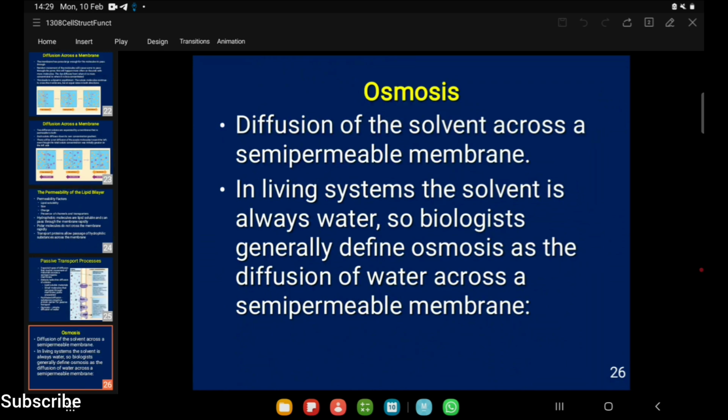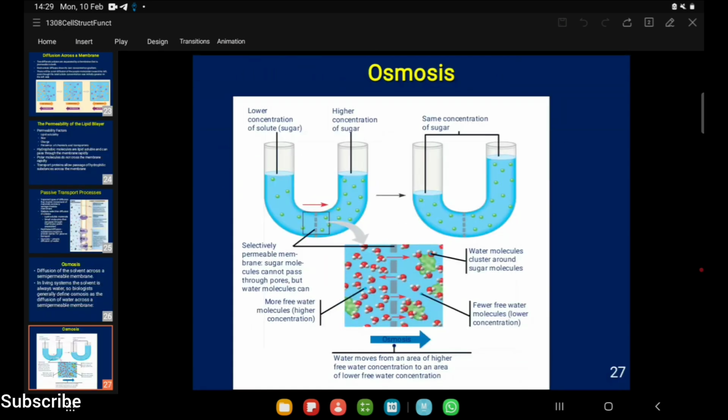Now, what is osmosis? Diffusion of the solvent across a semi-permeable membrane. In living systems the solvent is always water, so biologists generally define osmosis as the diffusion of water across a semi-permeable membrane. In the first image there is a lower concentration of solute and a higher concentration of sugar. Then there is the same concentration of sugar in the second image, and there is a selectively permeable membrane. Sugar molecules cannot pass through the pores, but water molecules can.